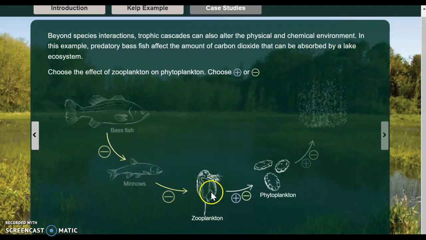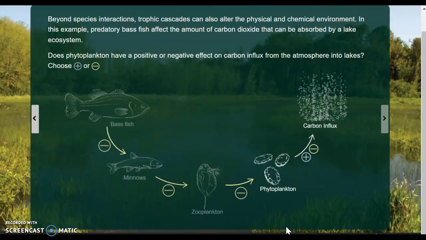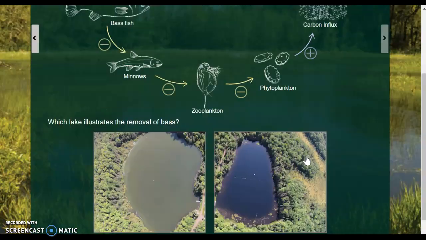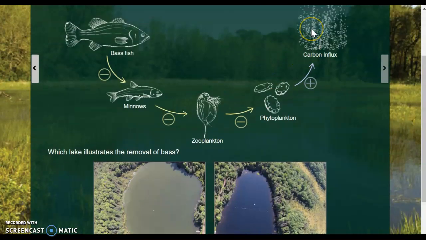If the minnow eats the zooplankton, which eats the phytoplankton, what would happen to the amount of carbon? So phytoplankton, this is where you're going to have photosynthesis happening. Let's see, positive or negative effect. Let's go with negative and see. So positive. Since it's going to take in that carbon dioxide, it would have a positive effect on the carbon.